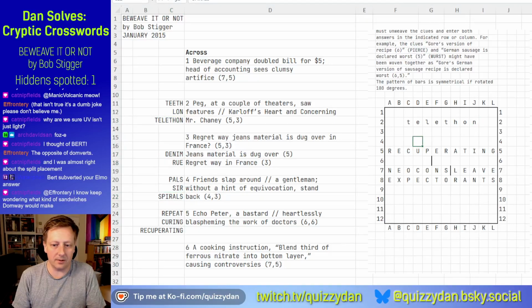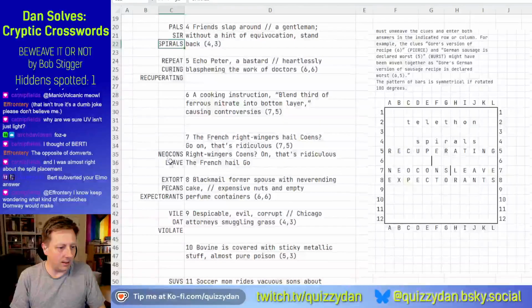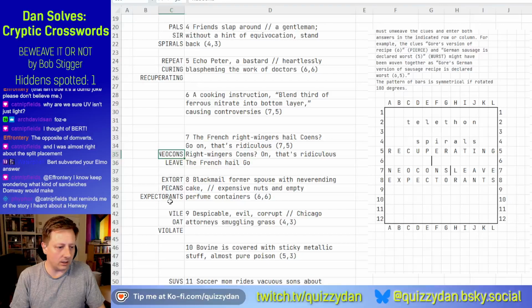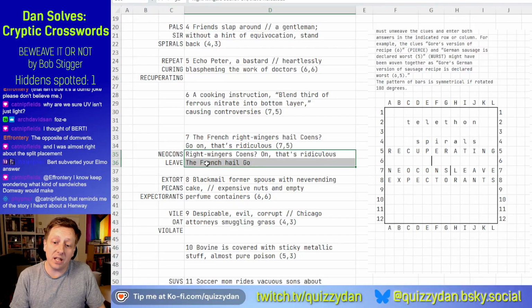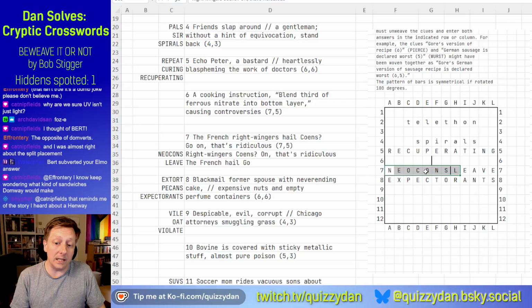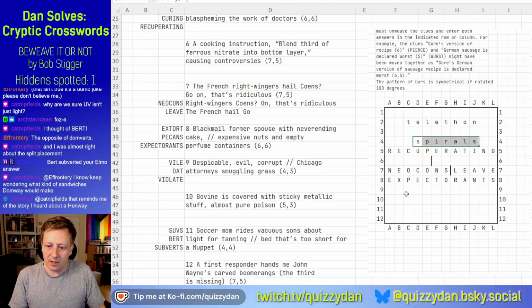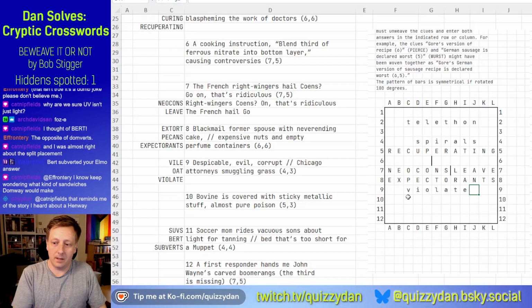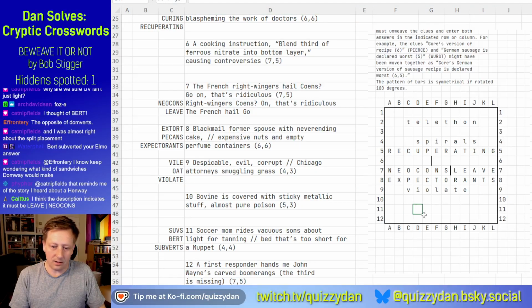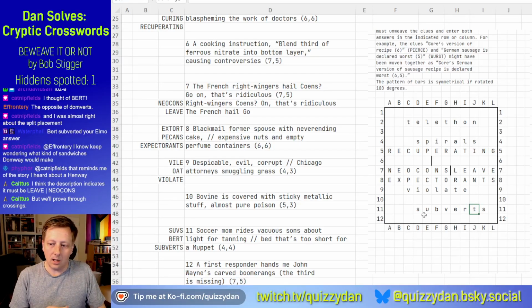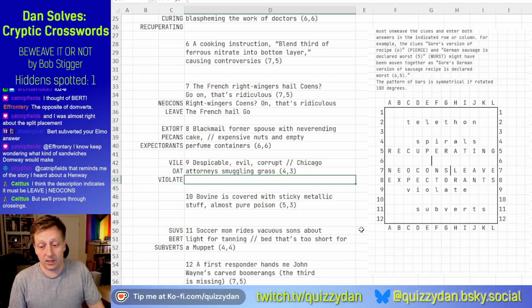But spirals, recuperating, neocons. Oh, that's fine. That's in there. Oh, so we don't know which way around this goes either. So it could be the other. It could be leave and neocons here, couldn't it? Fine. I'll keep that in for now, but I must remember that. Violate would therefore, if that goes there, then that would go here. And then subverts, for example. You think that it would have to go the other way around. We will. The crossings will tell us everything when we get there.